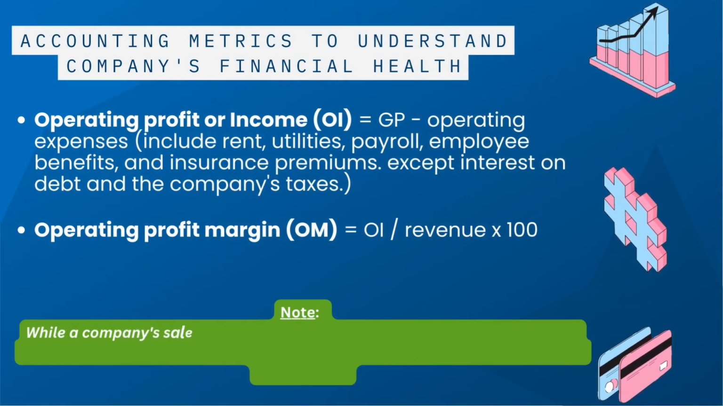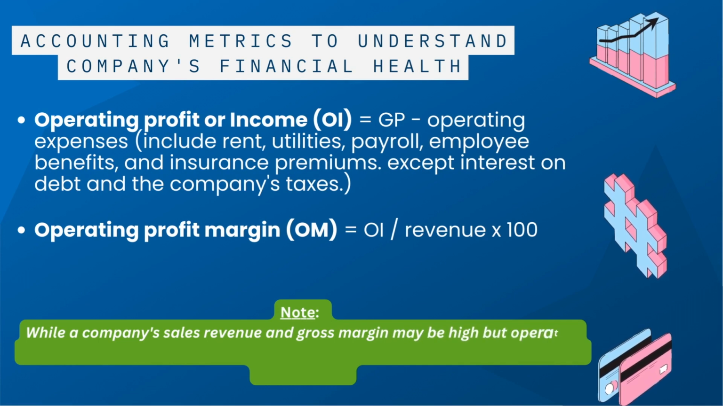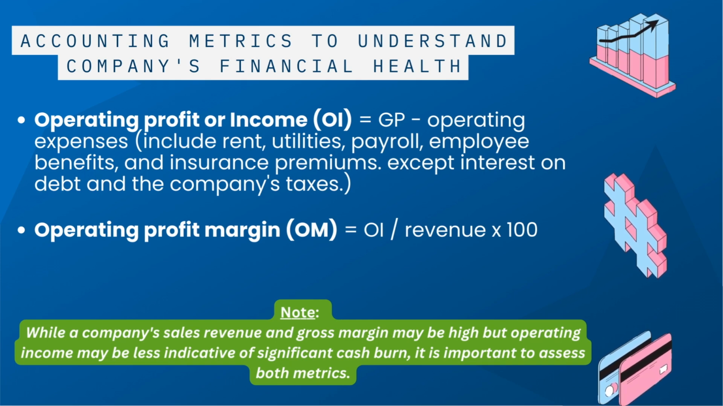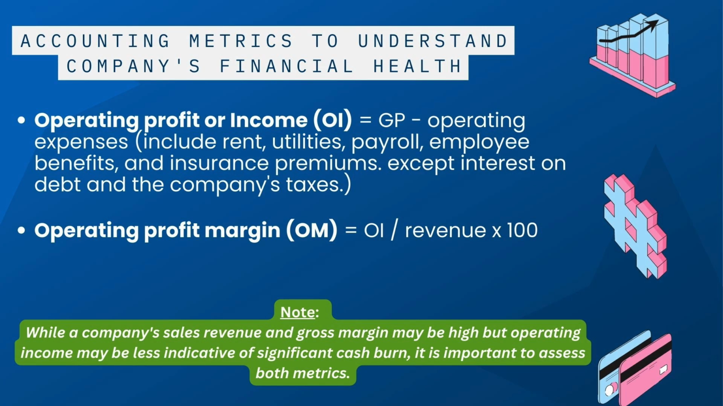Another important metric is operating profit or operating income. It is calculated by subtracting the operating expenses from the gross profit. Operating expenses may include any expense related to business operations, for example, rent, utilities, employee salaries or employee benefits, and insurance premium. However, it doesn't include interest paid on debt and company's taxes. And operating profit margin is nothing but the operating income in terms of revenue percentage.